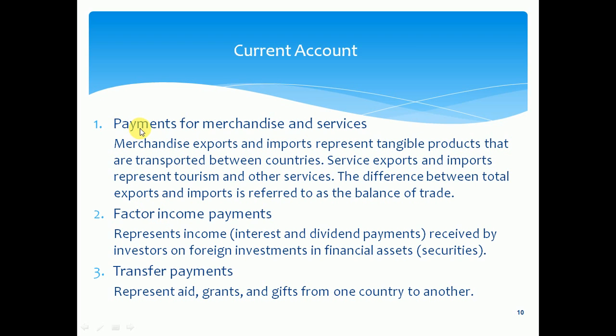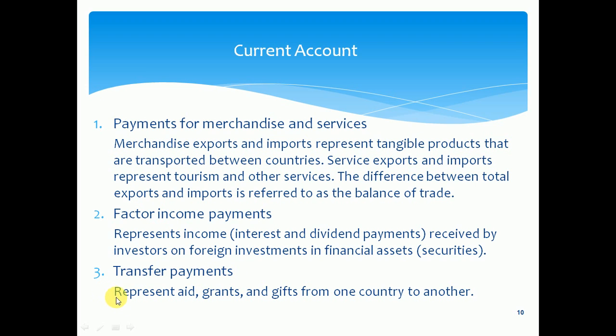So the first item of the current account is payments for merchandise and services. The second item is factor income payment, that represents income, interest and dividend payments received by investors on foreign investment in financial assets. Financial assets are basically bonds and shares, securities simply. So we already discussed that. That factor income payment is what we already discussed in the previous slide.